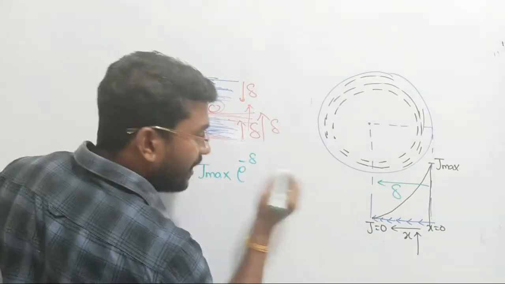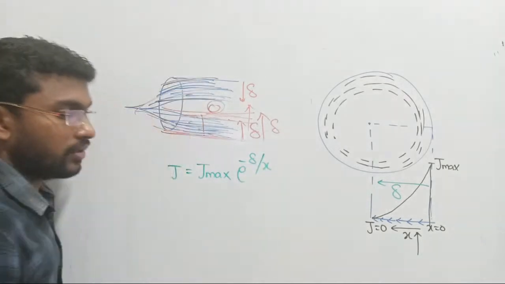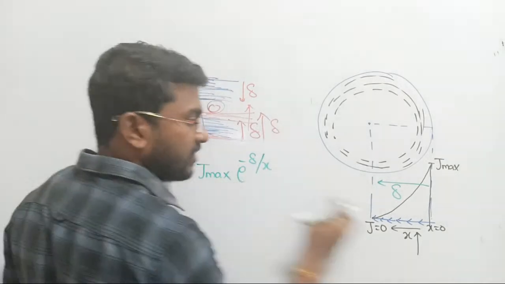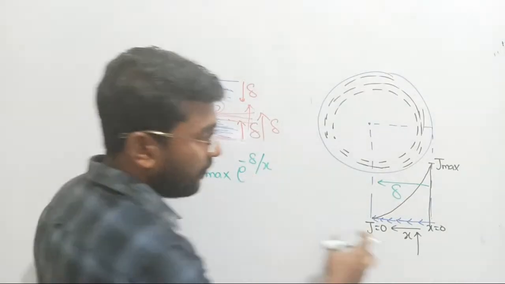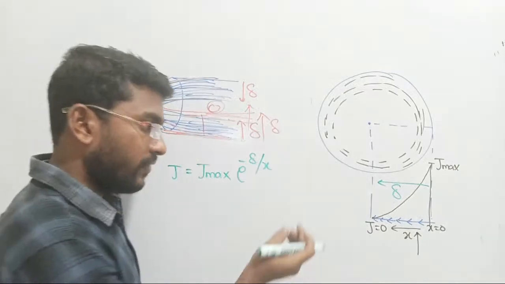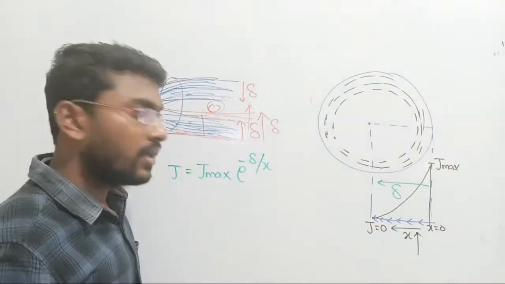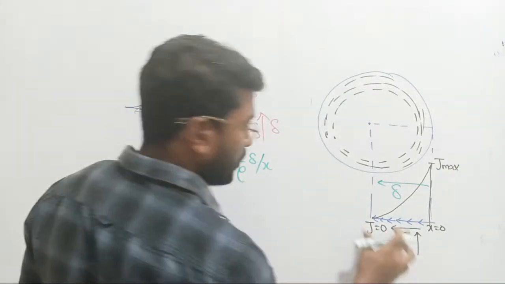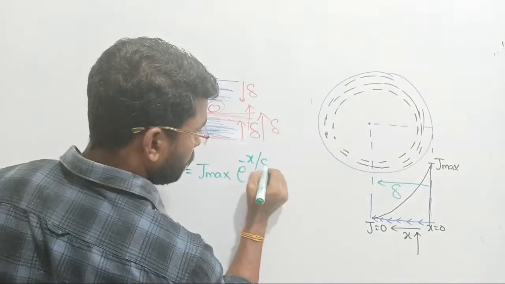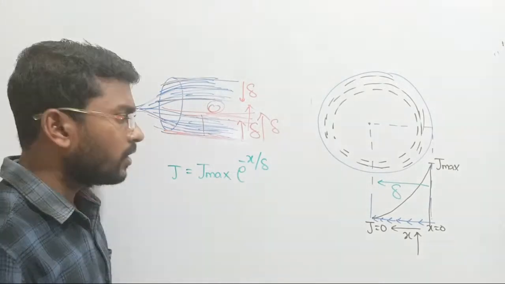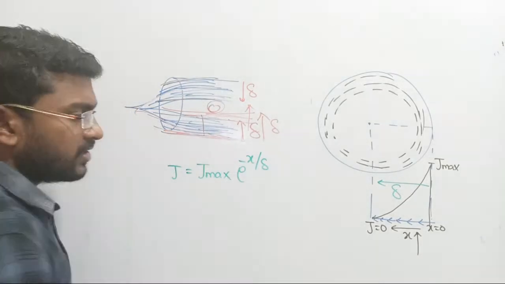But the exponent will depend on the distance that we choose. Whether the value of x is 0, or whether the value of x becomes infinity, or whether we choose some intermediate value for x, it is based on the value of x. Sorry guys, let me do one thing. Let me write.